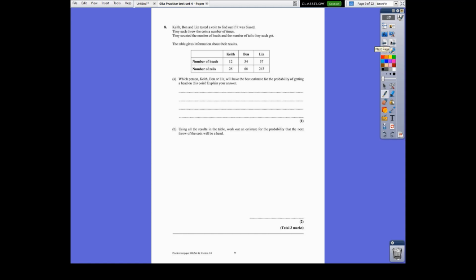Question 8. Keith, Ben and Liz tested a coin to find out whether it was biased or not. They each threw the coin a number of times and they counted the number of heads and tails that they got. The table gives you the information. Which person, Keith, Ben or Liz, will have the best estimate? Well, if we add up the number of heads and tails that Keith got, that adds up to 40. Ben must have done this experiment 100 times and Liz did it 300 times. So the more times you do an experiment, the more accurate your results are going to be. So that would be a better estimate of the probability. So Liz, as she did it the most times.